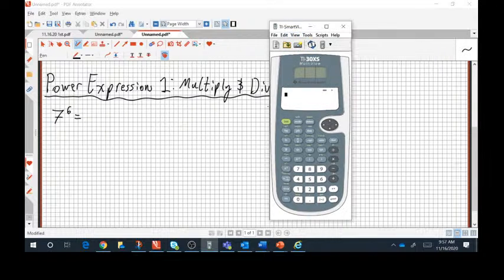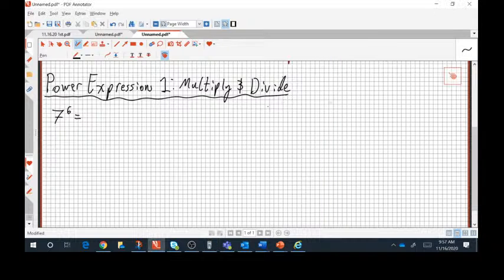So let's see if I can put in 7 to the 6th power. And you're like, hooray, I got 117,649. And that's great. 7 to the 6th is 117,649. But more importantly, what does 7 to the 6th mean? Teach!